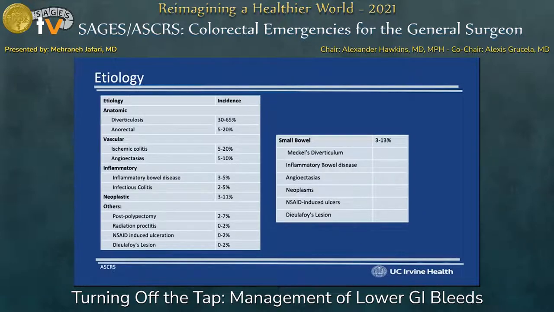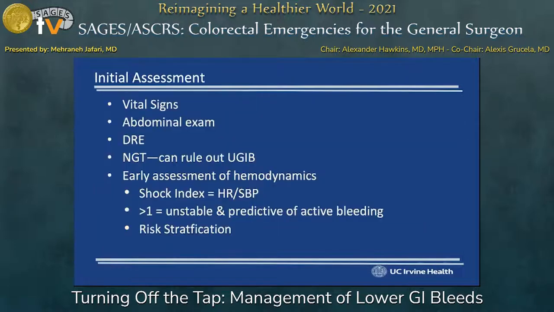Etiology, I like to divide into anatomical, vascular, inflammatory, neoplastic, and small bowel. Diverticulosis is the most common cause, and anorectal is the second. So please be aware of that and do a good rectal and anal exam.